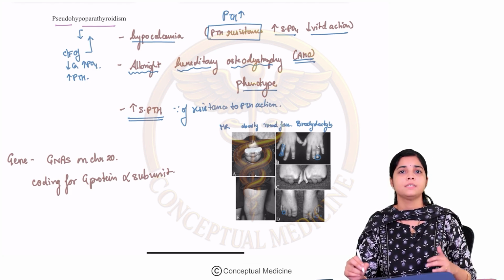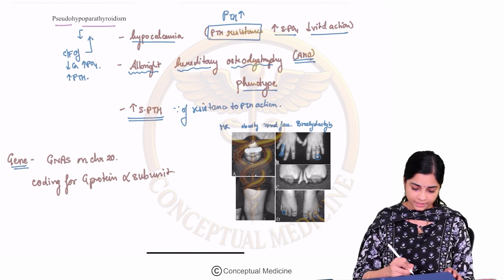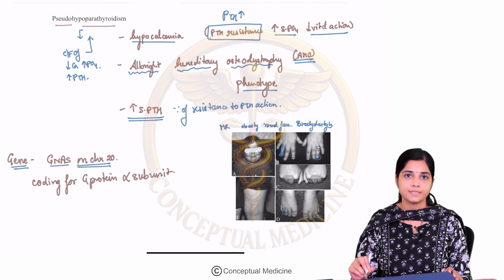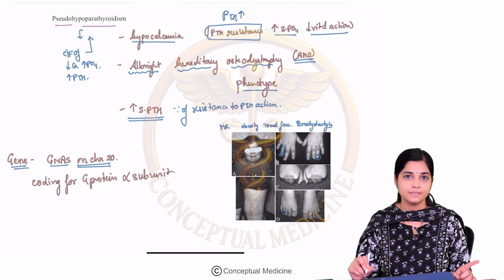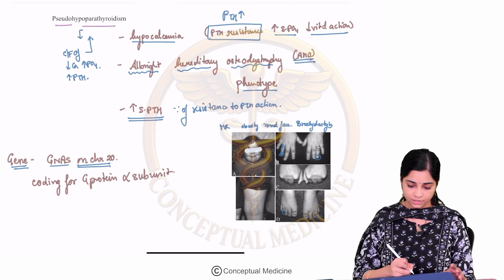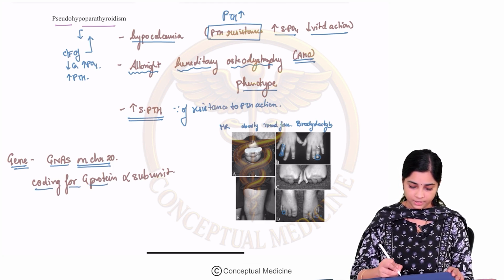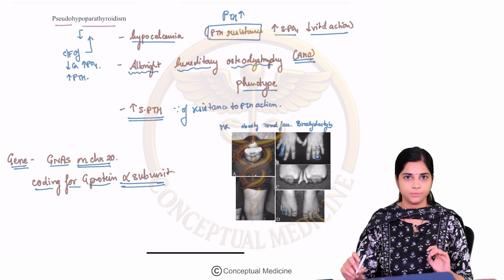So what is the reason for this pseudo-hypopara? So there is a genetic defect in the GNAS gene which is present on chromosome number 20. Where else had we seen this? We had seen this in McCune-Albright syndrome. We had seen this under your Meon syndromes, right? McCune-Albright. Okay, so this codes for your G protein alpha subunit. So there is a mutation in that gene, your G protein alpha subunit. Okay, fine.